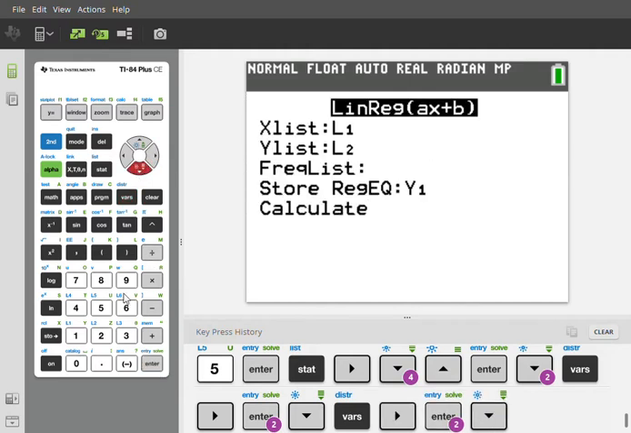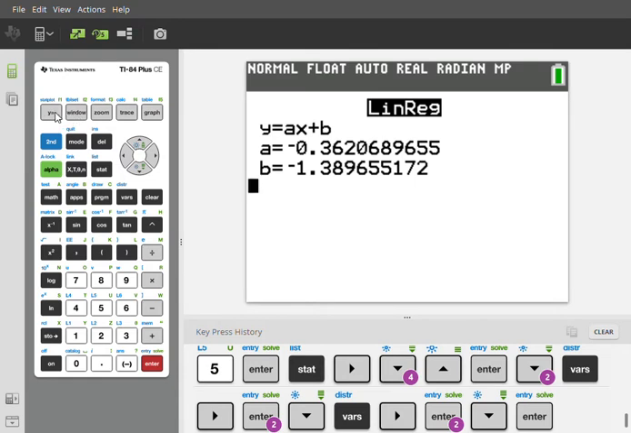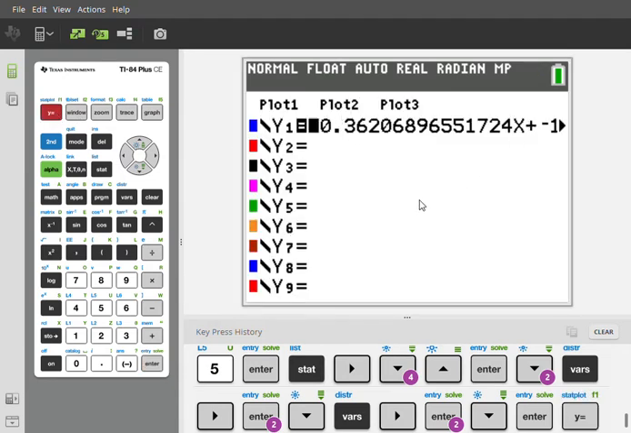All right, so now calculate. So there is your regression line, and it's also saved in the calculator as y1. So if you press y equals, there it is. You don't have to write it down or remember it.